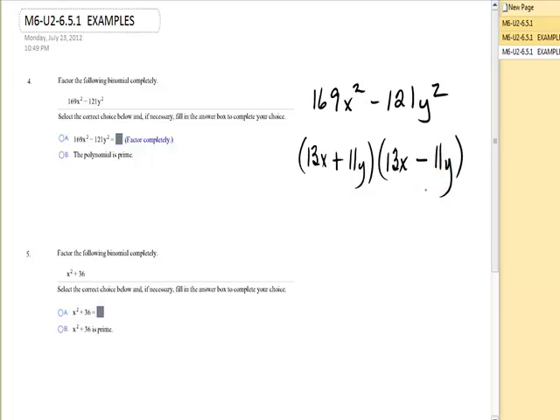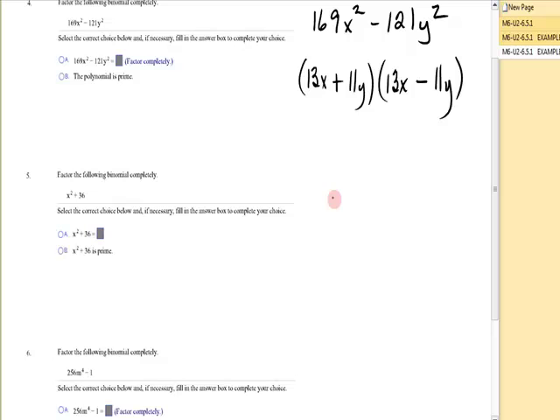And I'm done. Number 5, I have x squared plus 36. It is a binomial. X squared is a perfect square. 36 is a perfect square. But this is a problem. It is not the difference of squares. It is the sum of squares.